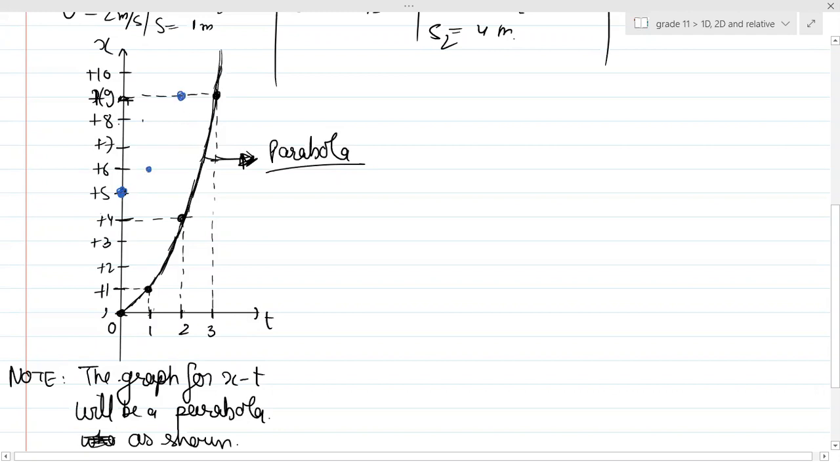And so on. So basically the same graph but shifted upwards. Is this clear? This is the same graph but shifted upwards. So whenever the object, in spite of starting from the origin, starts from somewhere else, then the position time graph will be shifted up or down depending upon the initial position. Is this clear?